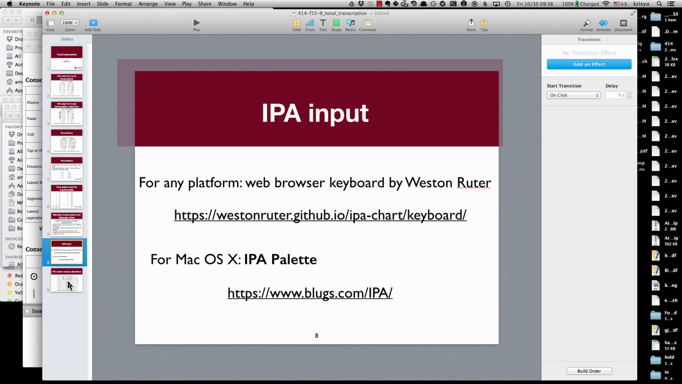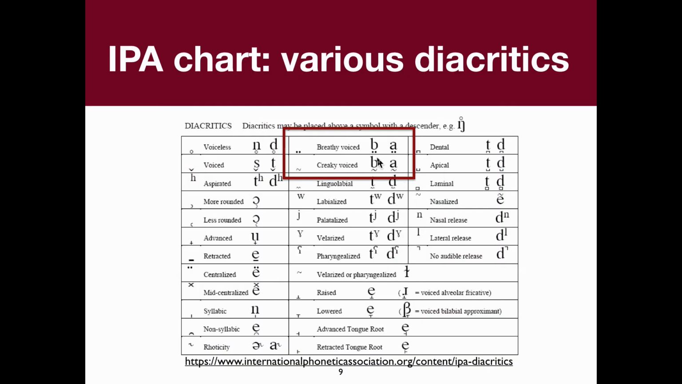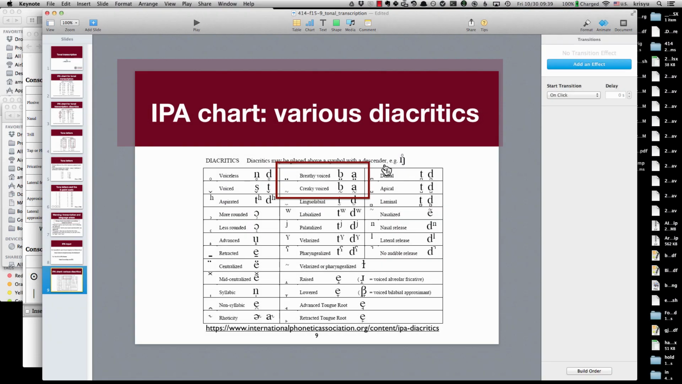Oh, one last thing though: we've talked about breathy and creaky. These are the diacritics for those. For breathy, there are 2 dots under it. For creaky, there's this kind of tilde underneath whatever is creaky. And so, yeah, let's take a look at how we enter these.